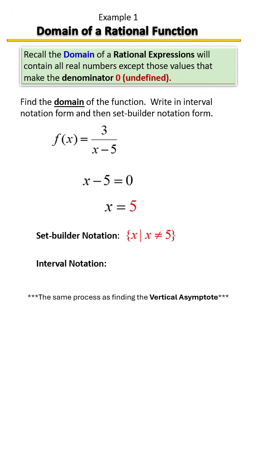Interval notation form, yes, our domain is from negative infinity to positive infinity, except it does not include 5, so we have to put a parentheses around 5 to mean that it does not include 5, and that's how we write it.